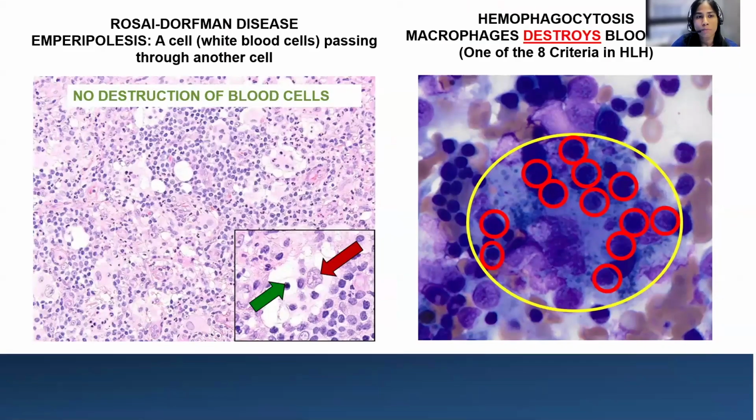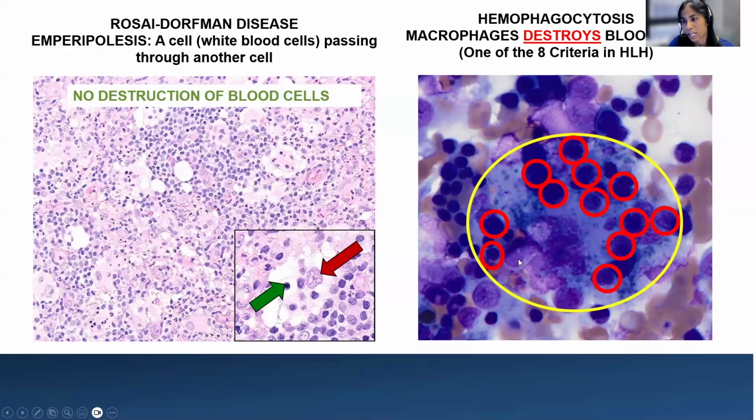Now, in terms of semantics, emperipolesis is just a cell passing through another cell. You see this commonly in megakaryocytes in the bone marrow, where oftentimes white blood cells are present in the cytoplasm of a megakaryocyte. This is different from hemophagocytosis, where the macrophage destroys the blood cells. Here you can see nucleated erythroid precursors, as well as nucleated white blood cells, which can be destroyed by the macrophages, and that usually manifests as cytopenia. Hemophagocytosis is only one of the 8 criteria for diagnosing hemophagocytic lymphohistiocytosis, and this can be present in patients with and without HLH.